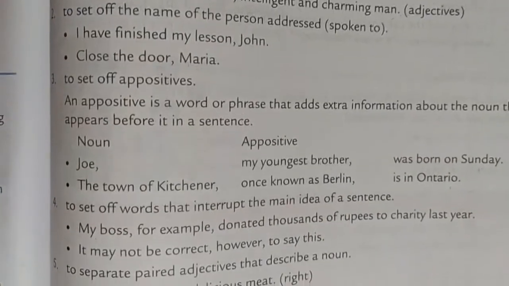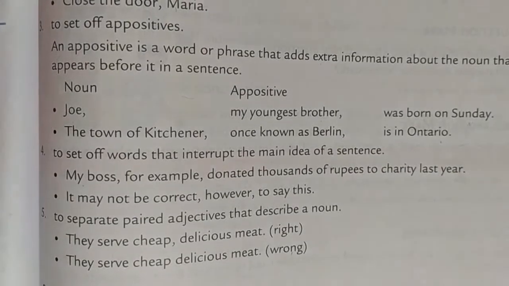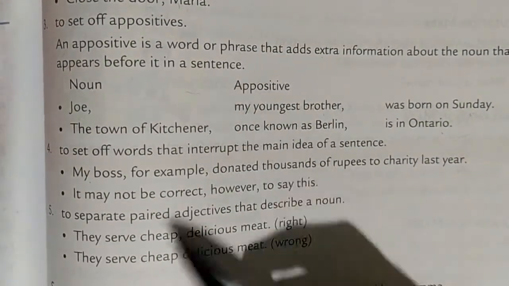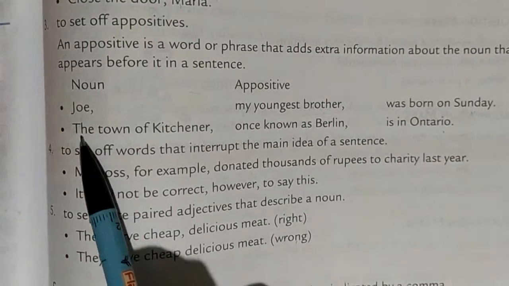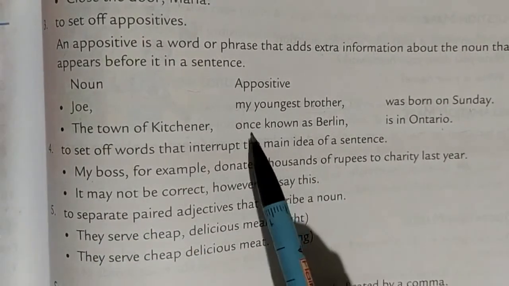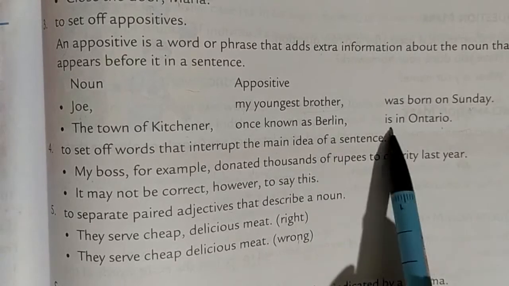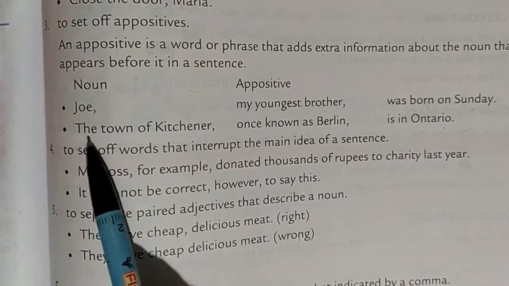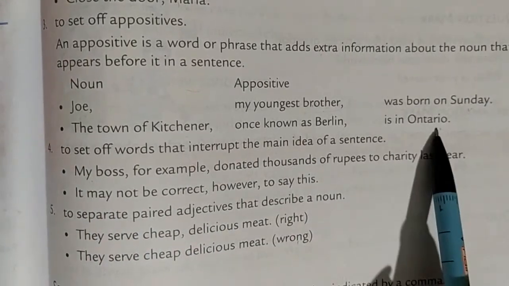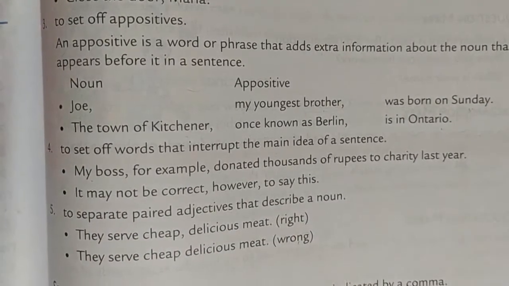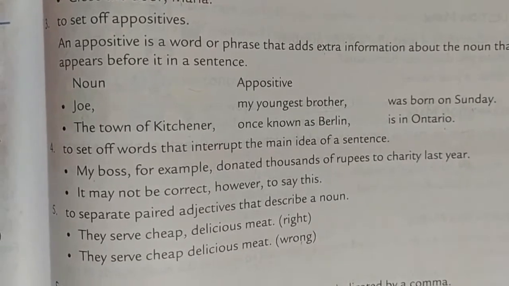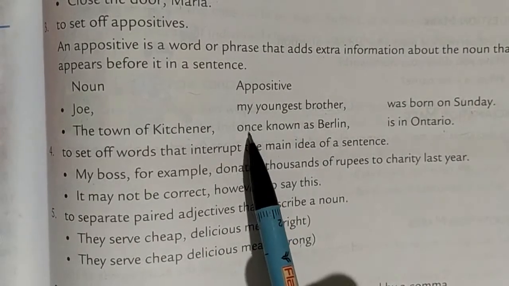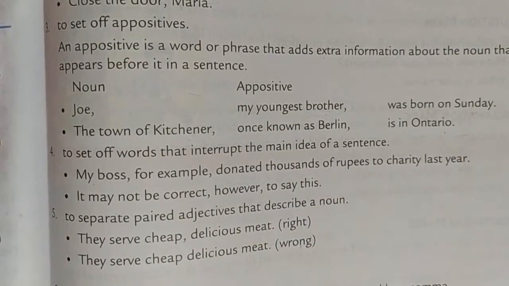So here we use an appositive. An appositive actually means giving extra information. The town of Kitchener, once known as Berlin, is in Ontario. This sentence would have also finished like: the town of Kitchener is in Ontario. We will get the information that the place Kitchener is in Ontario, but the extra information which has been given is that once it was known as Berlin.